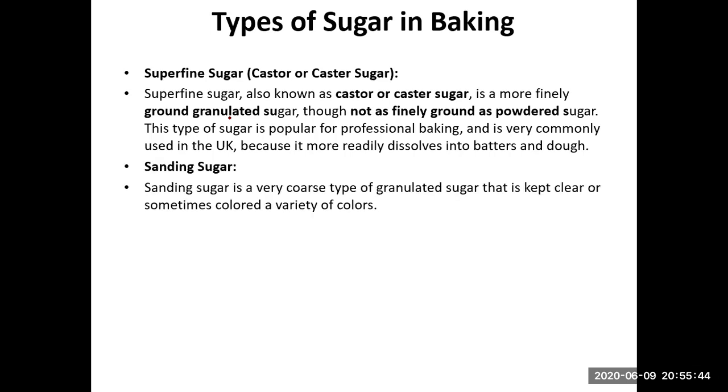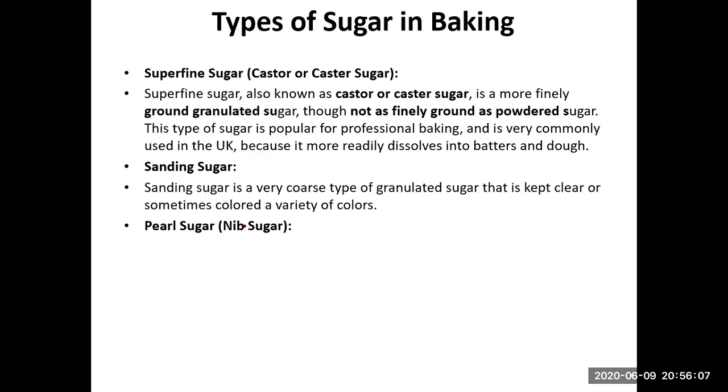Then sanding sugar is another kind of granulated sugar, and we call it sanding sugar because we find it in different varieties and different colors. Actually, we get it in different colors and different varieties. For that reason, we call it sanding sugar.